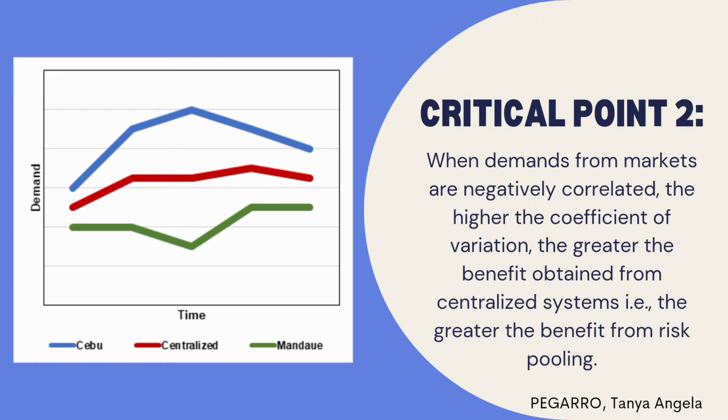Thus, critical point number two. When demands from markets are negatively correlated, the higher the coefficient of variation, which is the ratio of the standard deviation to the mean, the greater the benefit obtained from the centralized systems. Thus, the greater benefit from risk pooling. But what happens when they are positively correlated?